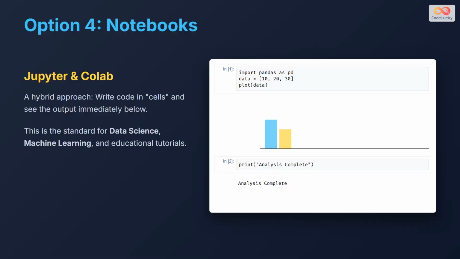Finally, we have notebooks, like Jupyter or Google Colab. These are a hybrid approach used heavily in data science. You write code in small blocks called cells and can see charts and data outputs right underneath them. It is great for analysis, but less common for building apps.